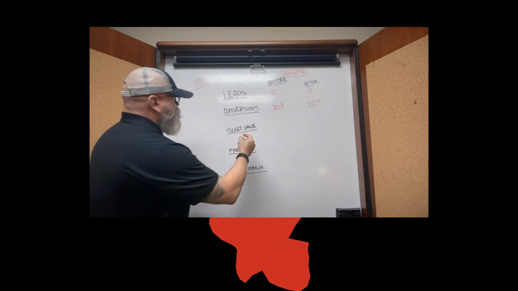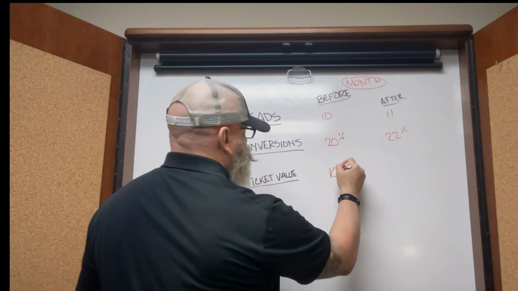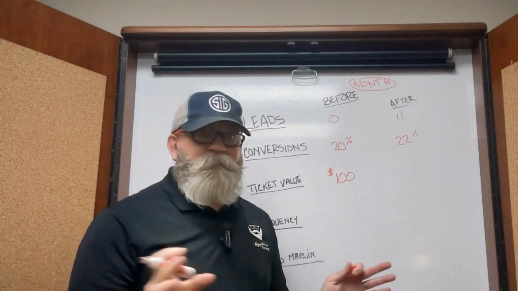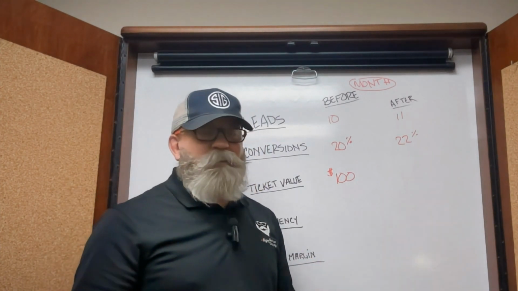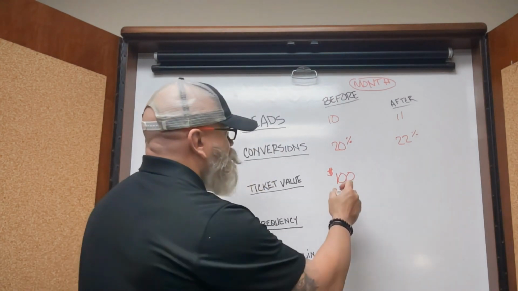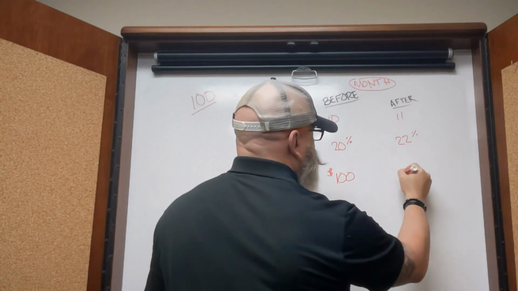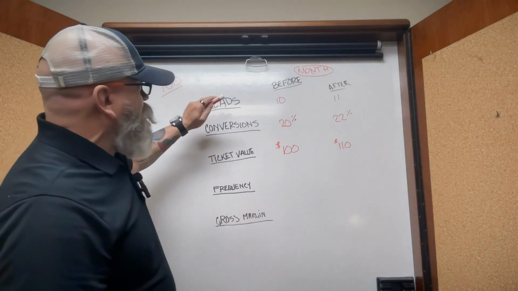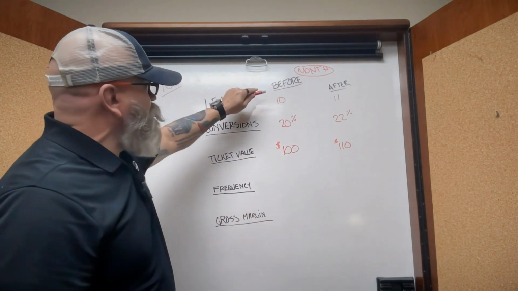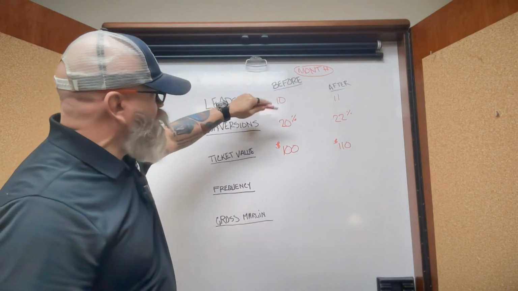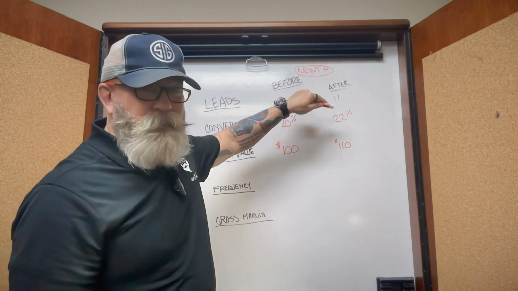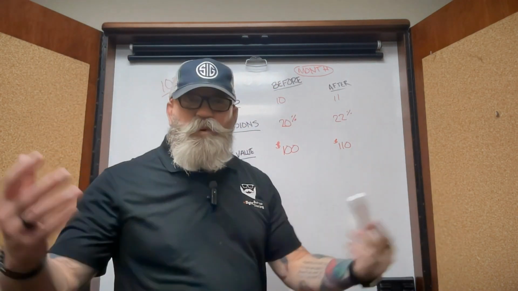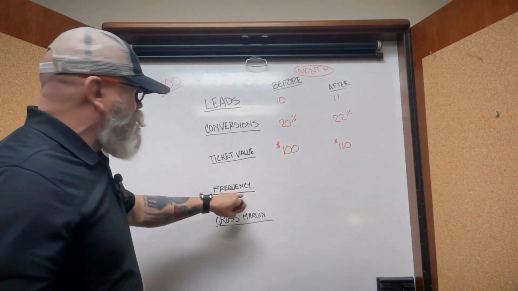It's not terribly difficult to nudge a customer to a little higher ticket value. But let's say the average ticket value for this business is $100. And again, we're just going to say very simple 10%, right? 10% math. So instead of $100, it's going to be $110. So 10% increase, we go from 10 to 11 leads, from 20% to 22% as a closing percentage, and we're getting them to spend $10 more per transaction. So now let's go to frequency.